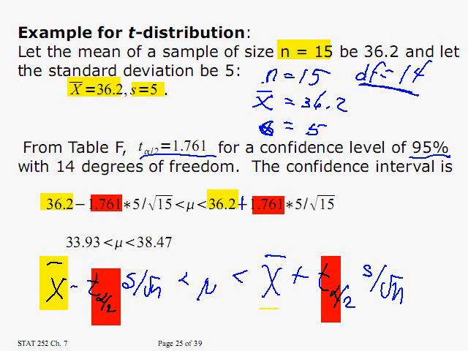Then you have the sample mean, and that goes right here. And you divide by the square root of the size of the sample. So here's your square root of 15. You work out the arithmetic there, and you find that the population mean with 95% confidence lies between 33.93 and 38.47.